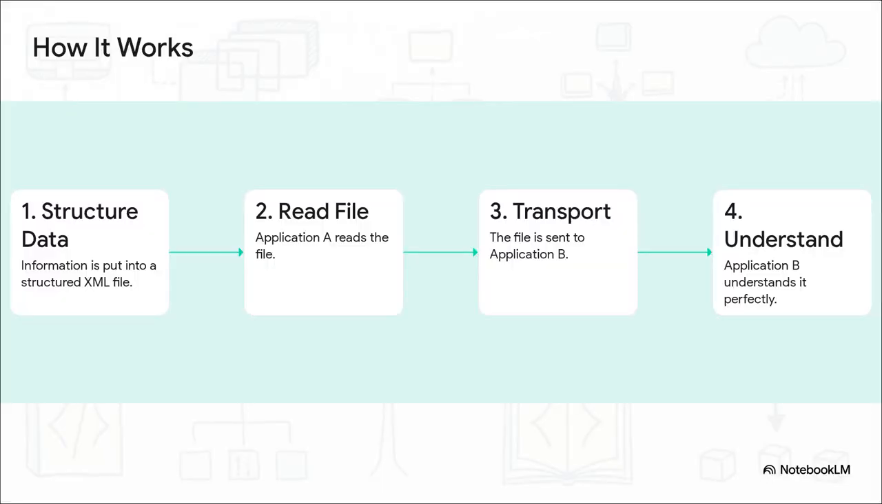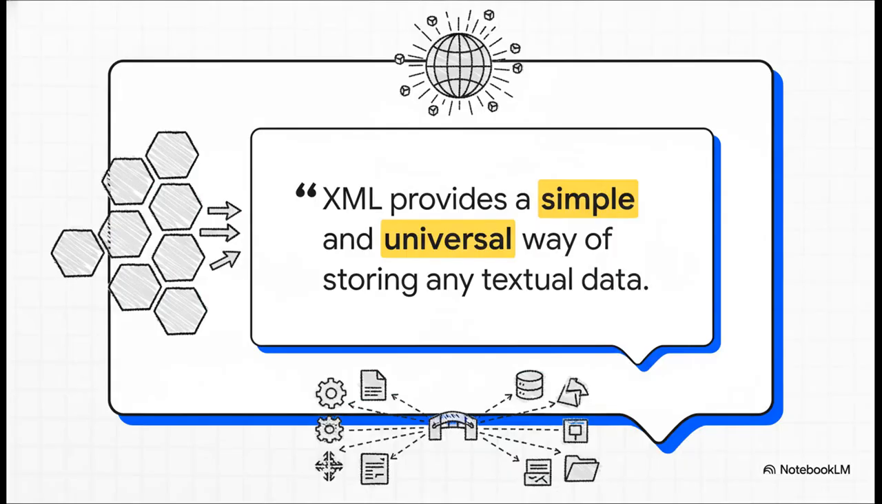Imagine your phone's Contacts app needs to send a contact over to your email program. The Contact app, let's call it Application A, bundles up the name and number into a neat little XML file with clear tags. It sends that file over, and because the email program, Application B, also speaks XML, it knows exactly how to unpack it. No confusion. It just works. And this quote from the source material really just nails it. It's a universal language for data. It's the common ground that allows all these countless different programs and systems to share information with each other reliably.